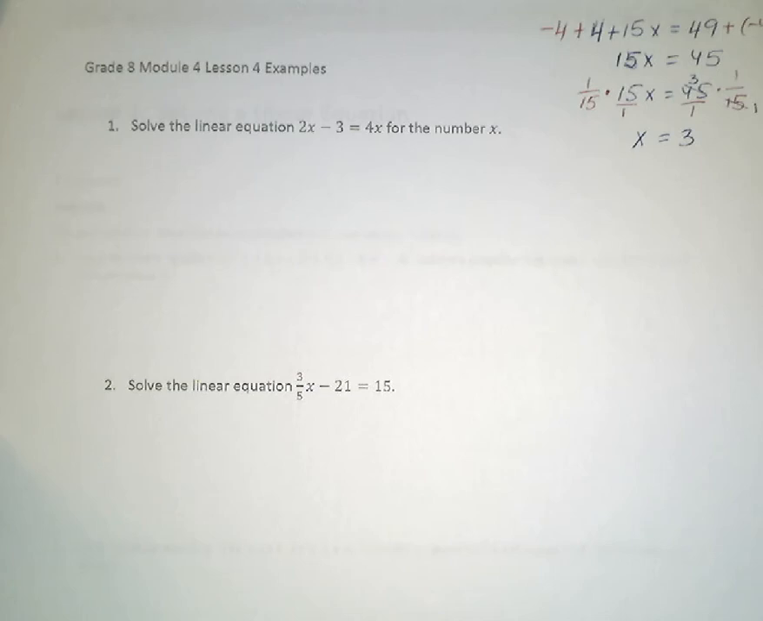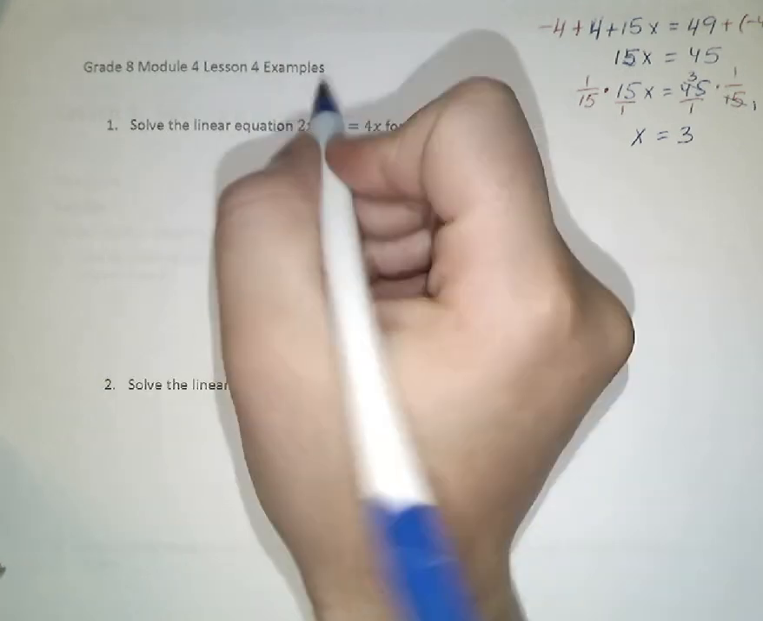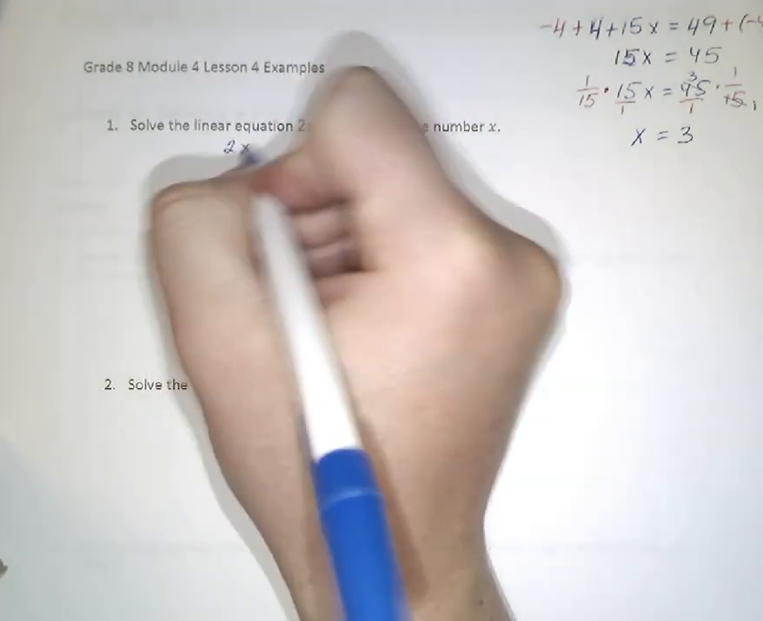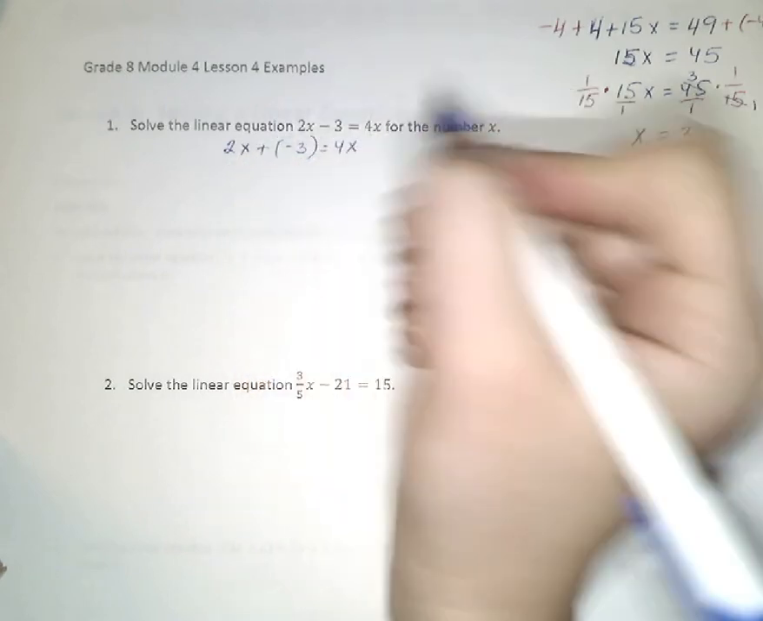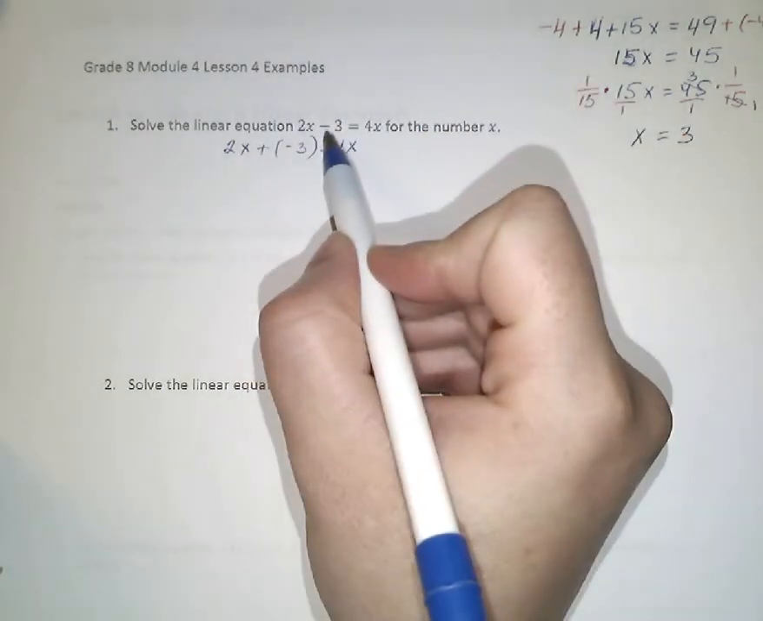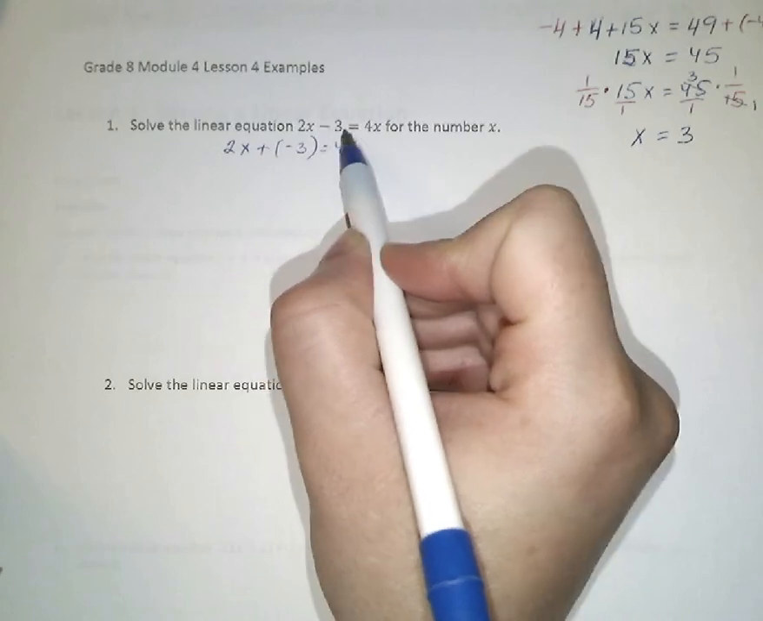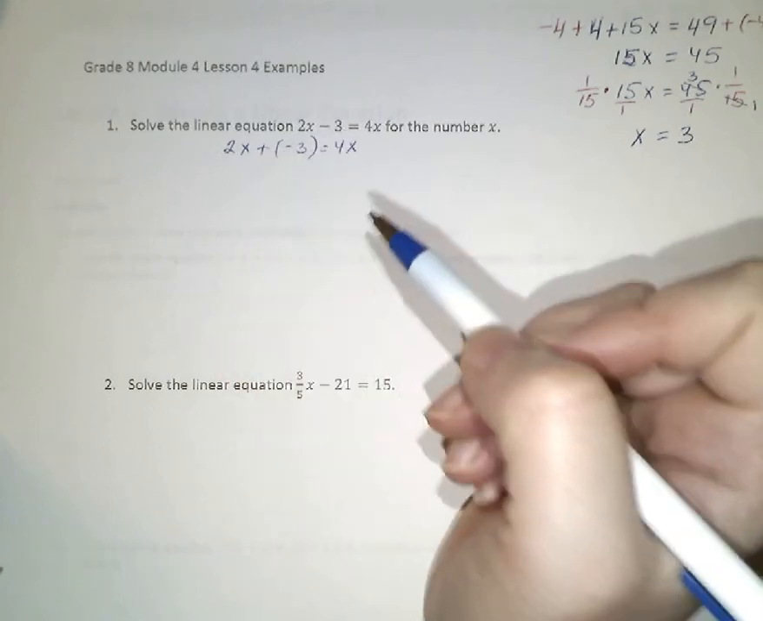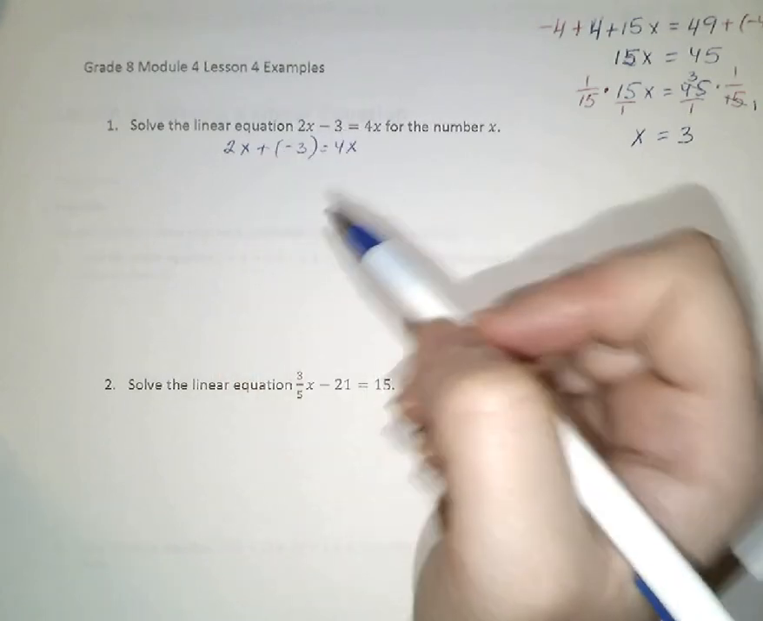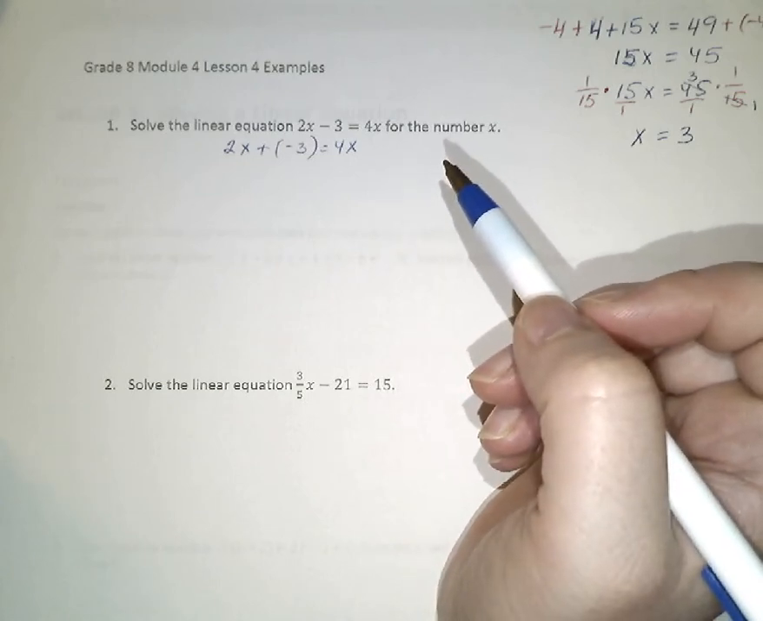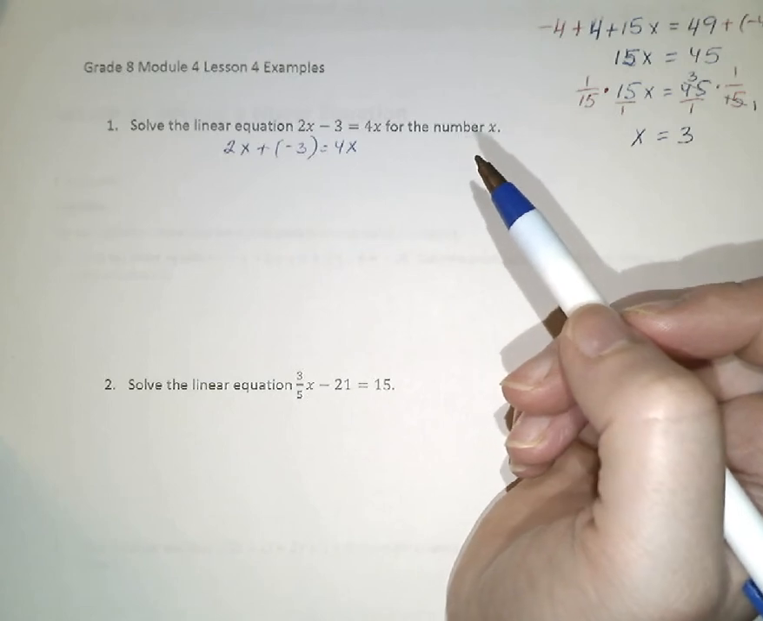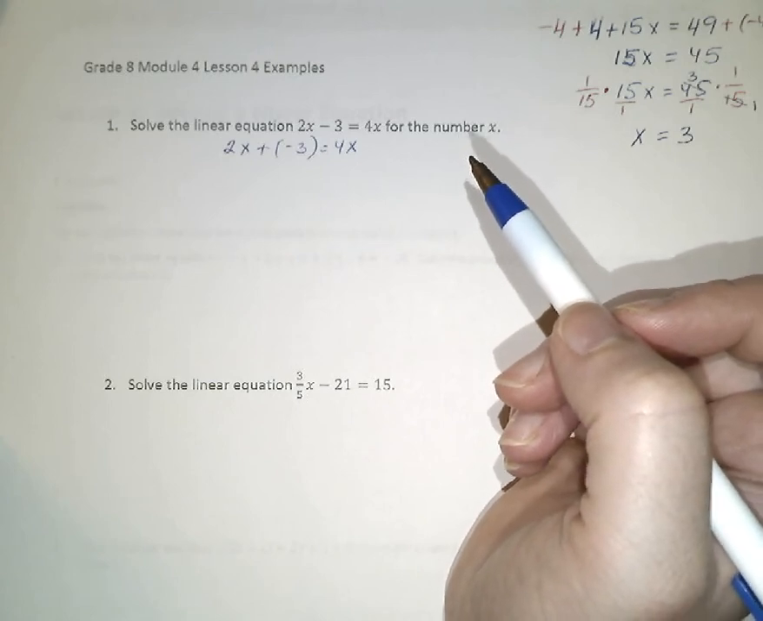Now let's look at example 1 in our grade 8 lesson 4. We have an equation that is 2x plus negative 3 equals 4x. Notice I right away changed minus 3 to plus negative 3 because it's just easier to move numbers around and simplify when you have plus in between. You know how many terms you have and what you can do with those terms.